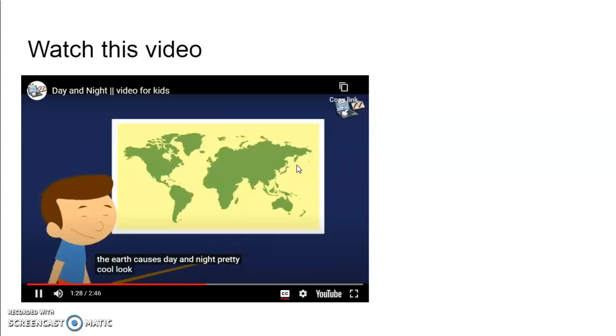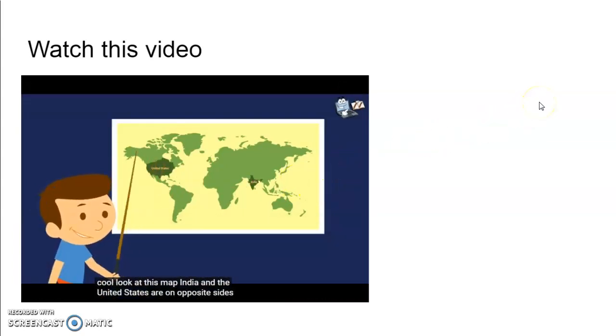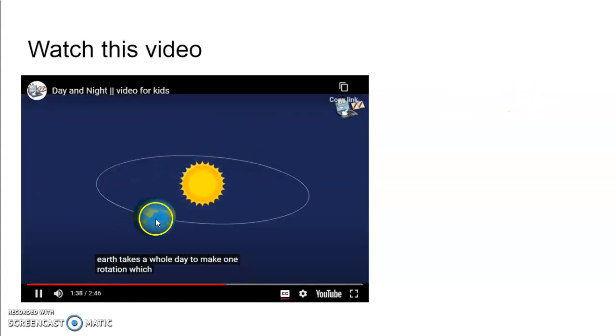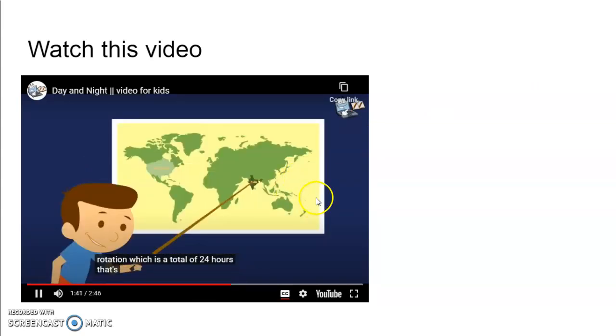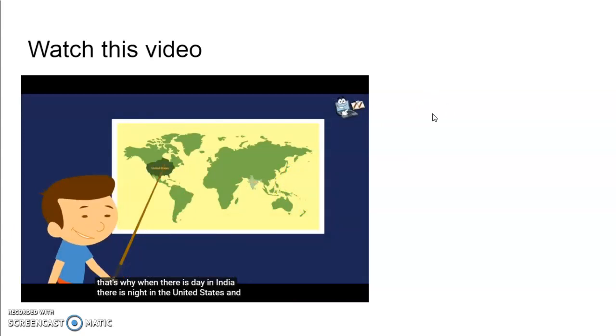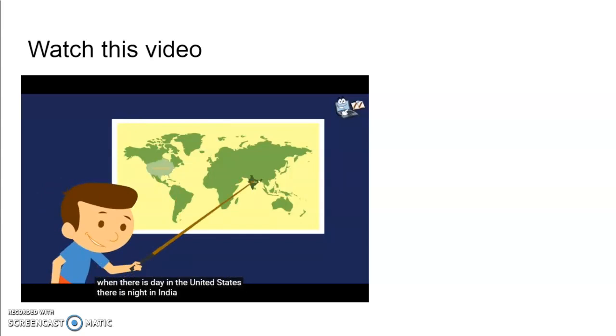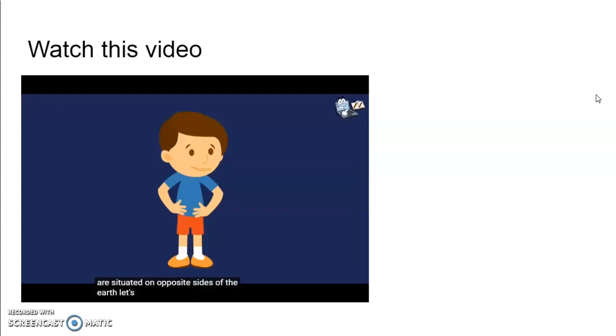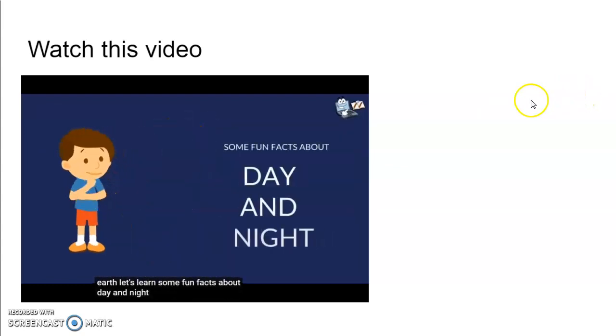Pretty cool. Look at this map. India and the United States are on opposite sides. The Earth takes a whole day to make Look one at the rotation, which is a total of 24 hours. That's why when there is day in India, there is night in the United States. And when there is day in the United States, there is night in India. Similarly, when there is day in China, there's night in Colombia, because these are situated on opposite sides of the Earth. Let's learn some fun facts about day and night.